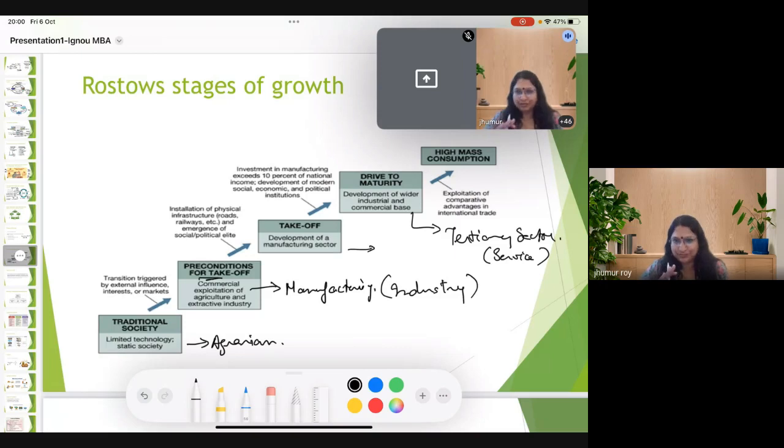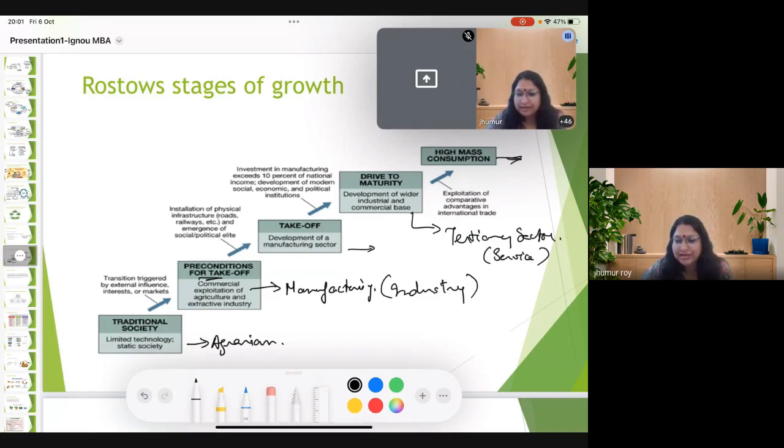Your country is becoming good. You are earning more. You are saving more. You are producing more. The productivity is high. Investment is high. Capital formation is high. Everything goes up the moment your tertiary sector also comes into play.